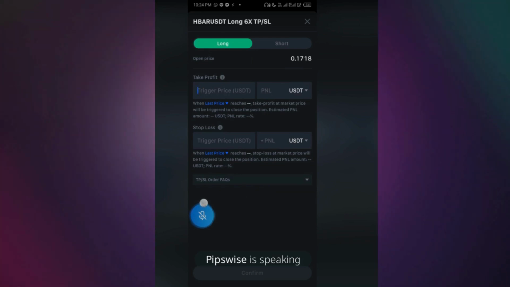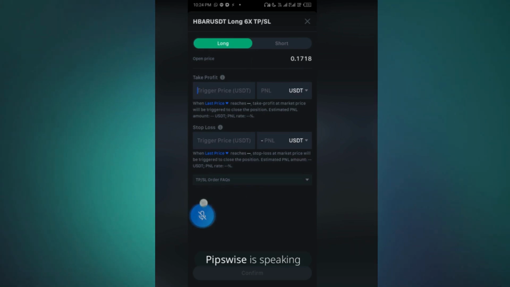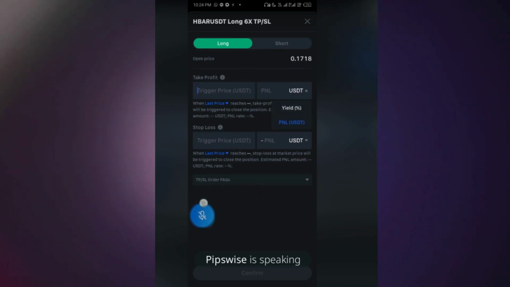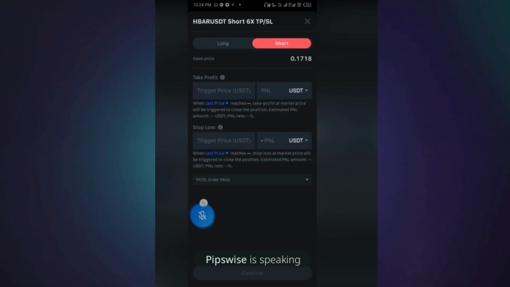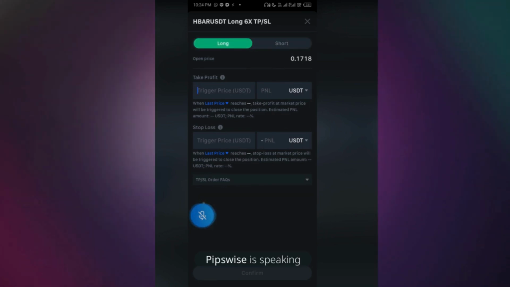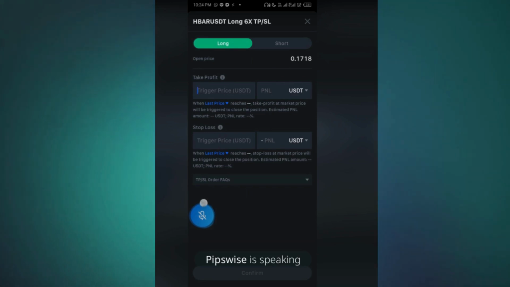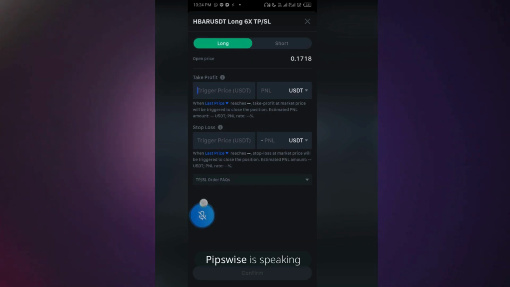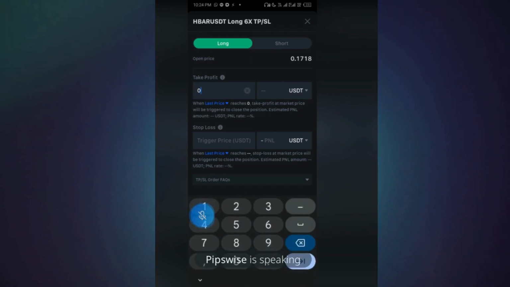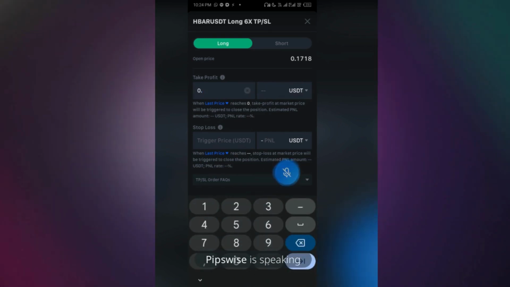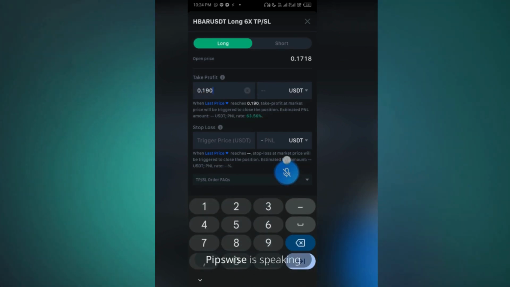You click on which one you want to go for. If you are longing, that is you are buying. If you are shorting, that is you are selling. So now you put your prices right there. By the time you put your price, it's going to show you below the amounts that you'll be making, right? To show you the amount you'll be making.